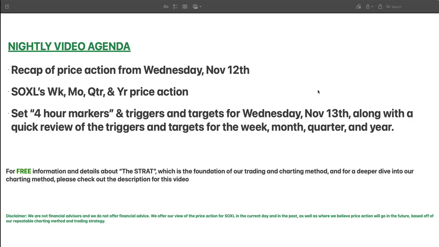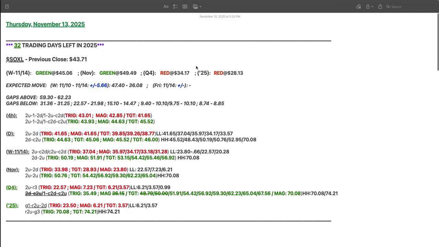So let's just go back to our notes here and look at the hard numbers, right? So for Thursday, November 13th, there will be 32 trading days left in 2025. The close price from Wednesday, October 12th is 43.71. And we know what we have to do to flip the week and the month green. And then we know that we're still holding the quarter and the year green, and would have to get down to those levels before they flip red.